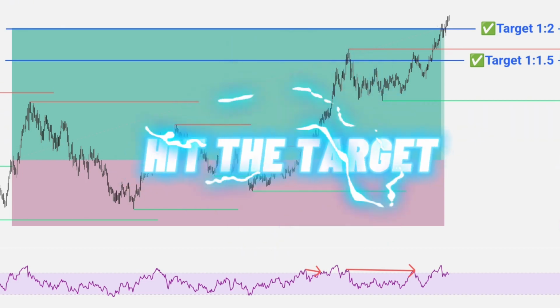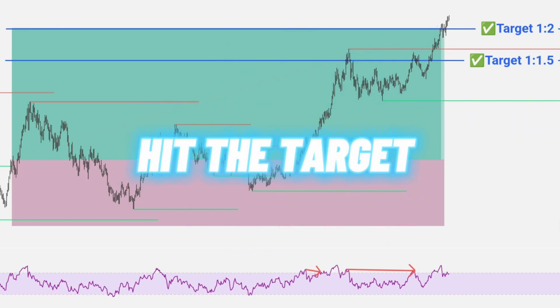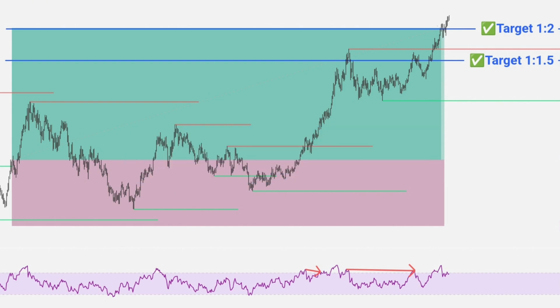Now, regarding your profit target, you have some flexibility. You can set it based on your own trading preferences, whether it's a 1:1, 1:1.5 or a 1:2 risk-reward ratio. This means for every unit of risk you take, you're aiming for 1.5 or 2 units of reward. But here's the key, always remember to set your stop-loss level. It should be positioned below the most recent swing point formed on the chart. This helps protect your capital and manage risk effectively.